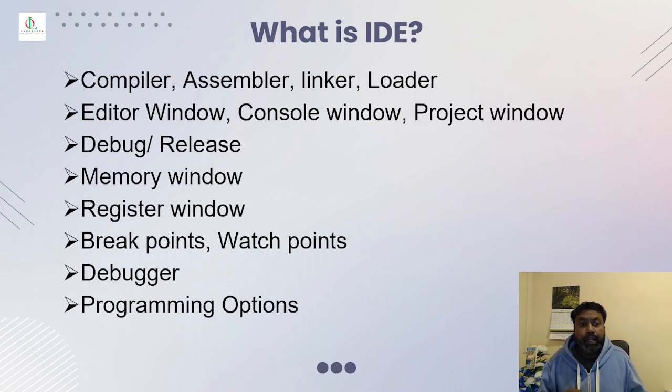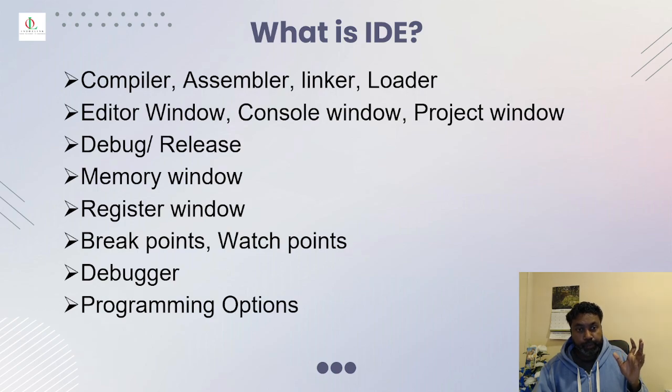Next is the editor window, console window, and project window. When you get into the IDE you will see there are different windows. The editor window is where you will write the C code. The console window is where you will see the outputs of your written code. And the project window is where you manage files. There will be multiple files, and that's where file management comes in, and you will do that in the project window.